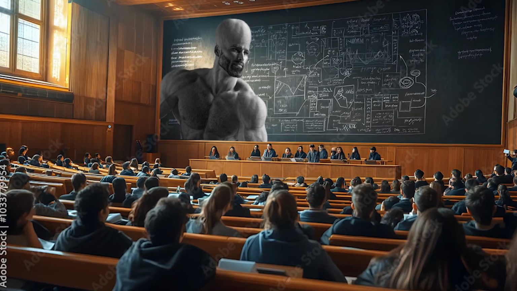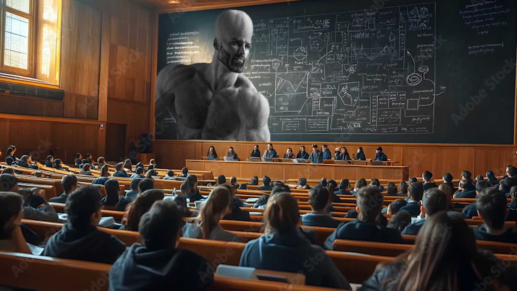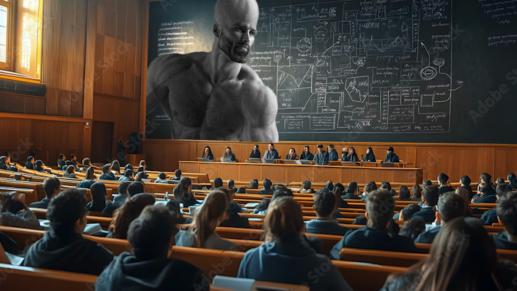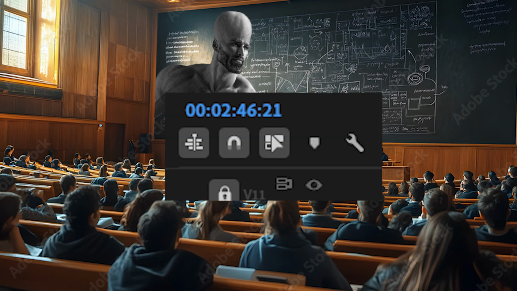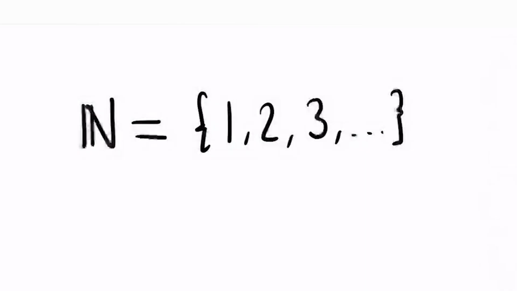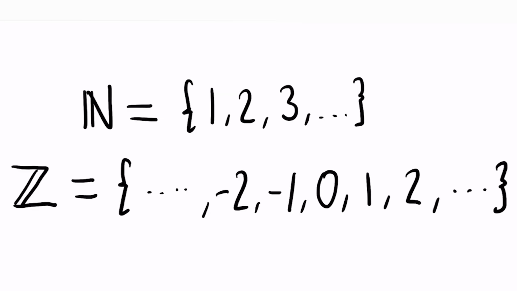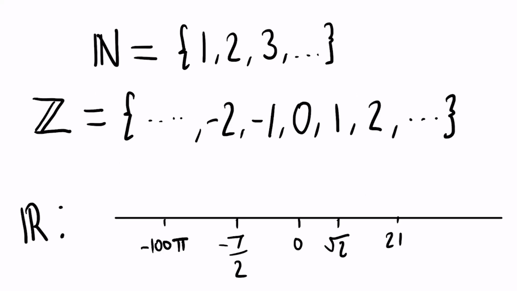Okay, I'll be making lecture summaries where I teach the exact same stuff they do in a 50-minute lecture, but way better and in a fraction of the time. We're just covering the fundamentals here. The natural numbers is a set of whole positive numbers starting with 1, the integers are whole numbers including 0 and negative whole numbers, and the real numbers are any point on the number line.